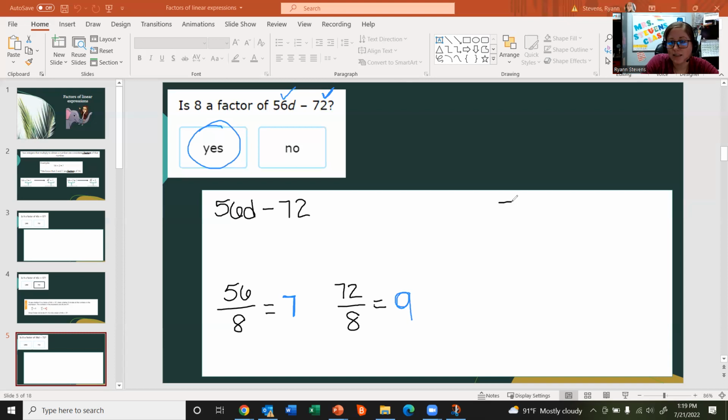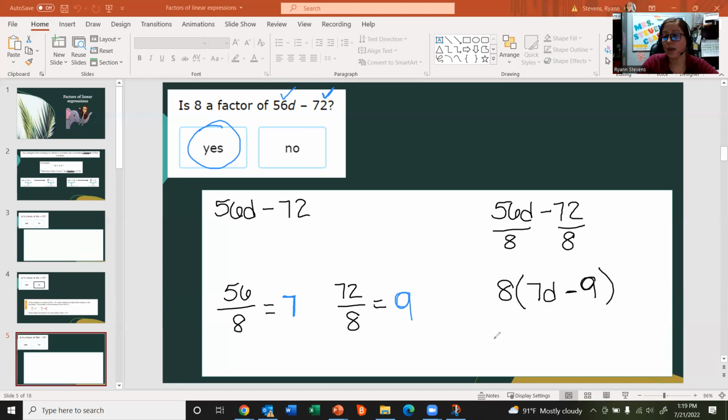If we take this expression and divide by 8, which we've already done to check, we're just going to pull that 8 out. We can say 8 parentheses, 56 divided by 8 was 7d, negative 72 divided by 8 is a negative 9. This shows us that we factored out 8 from those terms.